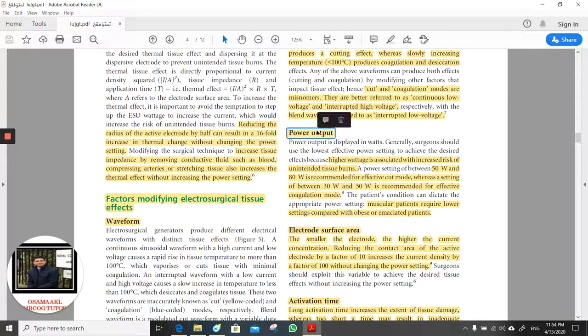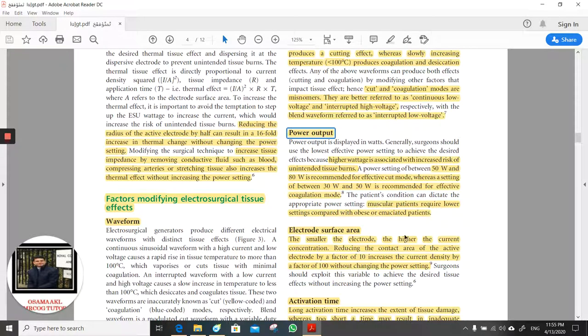Okay, number two, the power. If you adjust the machine on high power, it will give more and more effect. Low power, it will give less and less effect. But actually, our target is to keep a reasonably low power. Why? To give you the required effect and at the same time avoid complications. We said excess heating will lead to more distant heat, so distant injury and complications. So how to adjust the machine? Usually, we adjust coagulation on 30 to 50 watts, while for cutting, we adjust the machine on 50 to 80 watts. This is the usual adjustment for the machine.